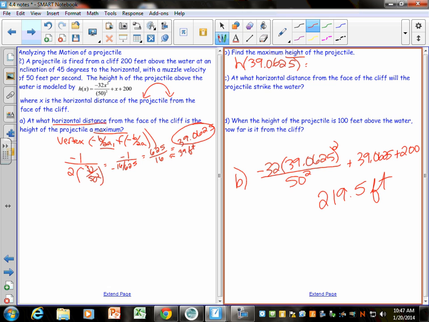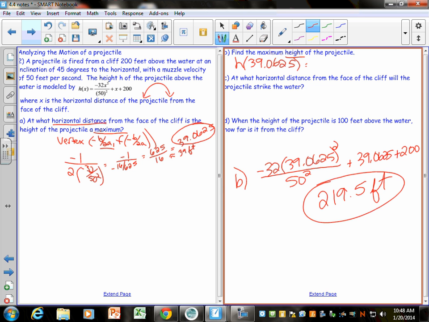Negative 32 times 39.0625 squared divided by 50 squared. It should be like negative 19.53 something. No, this whole thing right here. That's my whole answer. I was just trying to give you an idea if you didn't get that, that this should be like negative 19 something. The first time I did this, I forgot to square that, so my answer wasn't right. But again, knowing that it's asking for the vertex, that's what you're looking for here.